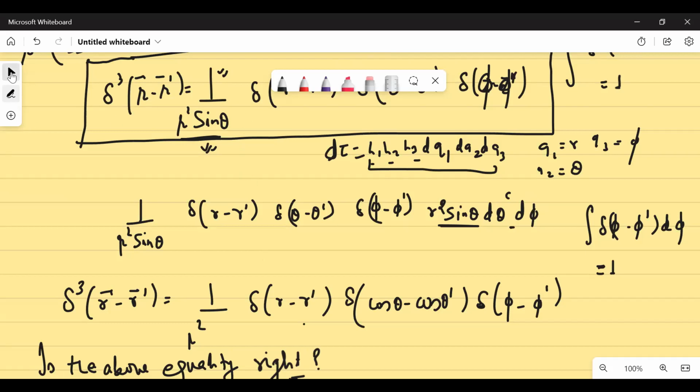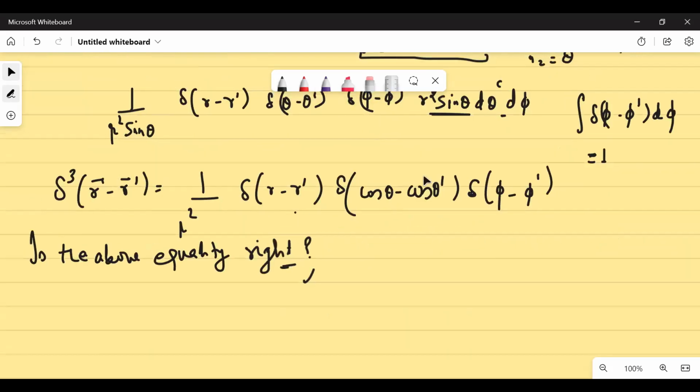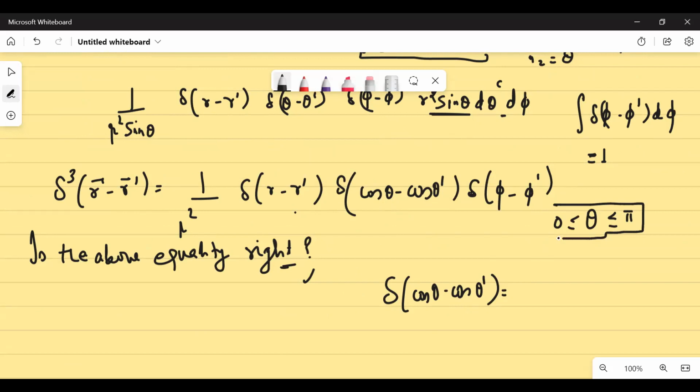Okay, so let us first see, because all these things are similar. We have only a change in this, like cos theta minus cos theta dash. So what I will write here is Dirac of cos theta minus cos theta dash. First you have to understand, yesterday also I told you, and also remember that theta lies between pi and 0 in your three-dimensional spherical polar coordinate system. Is that clear? So how to write this particular expression?